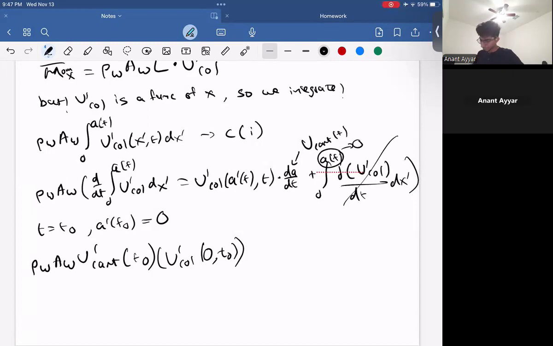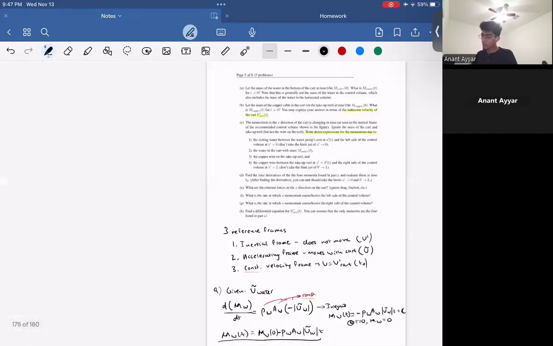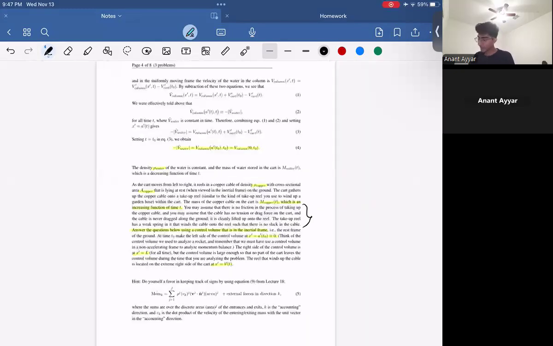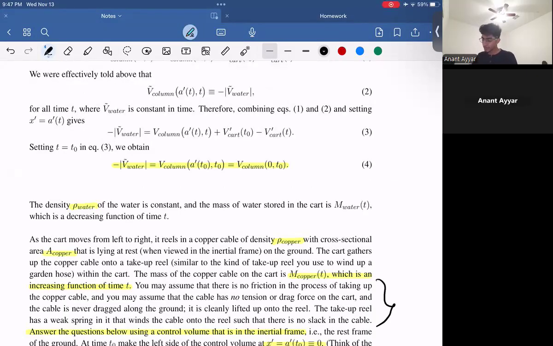Now again, this value is unknown to us. But what we do know, and this should be familiar, is that in our givens over here, the velocity of the column at 0 and t naught, which is what we had in our equation, is equal to the negative of the magnitude of the water velocity, which is given to us. So we need to somehow convert what we have and get it in the moving reference frame so that we can finally put it in terms of this given quantity.